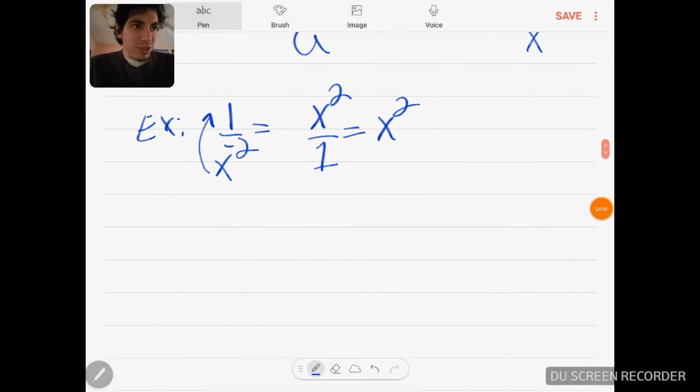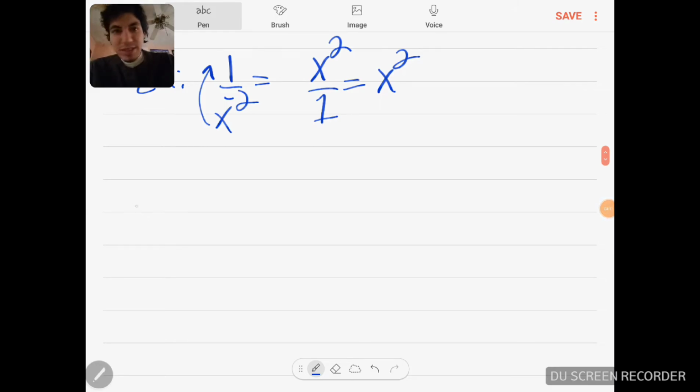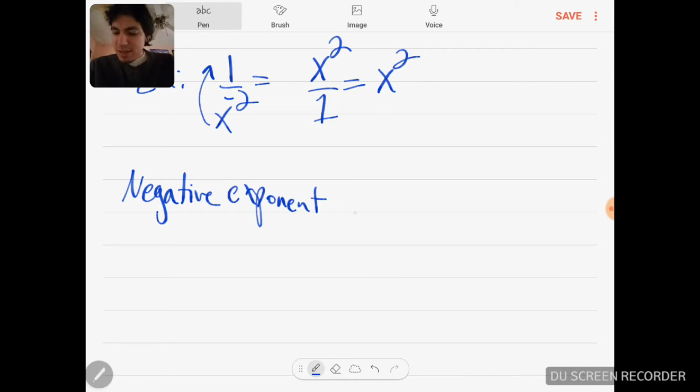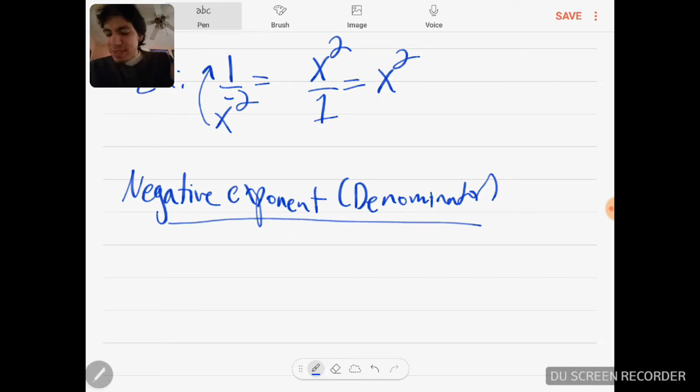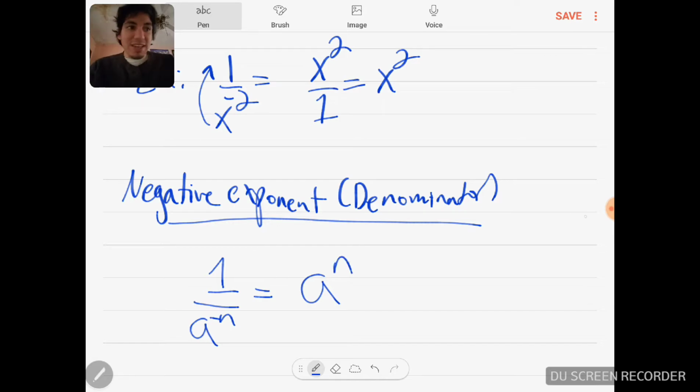So let's write that out in general, what that means. It's going to be negative exponent, denominator. It's going to say the same text in the beginning, so I'm not going to write that out again. But the difference is it's going to say 1 over a to the negative n equals a to the n.